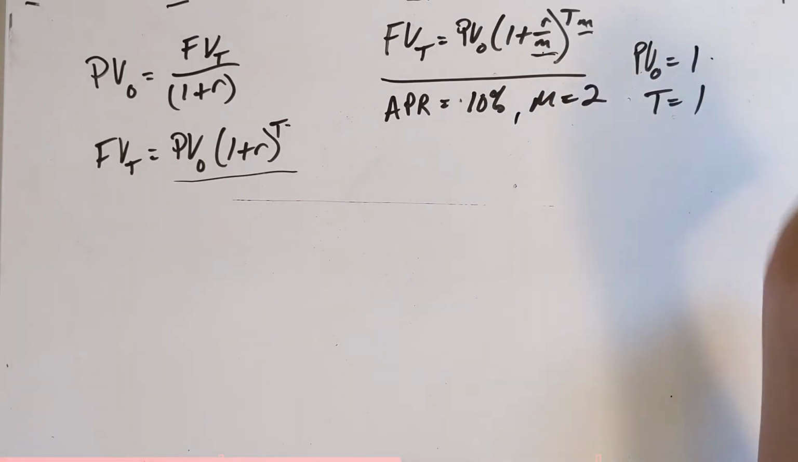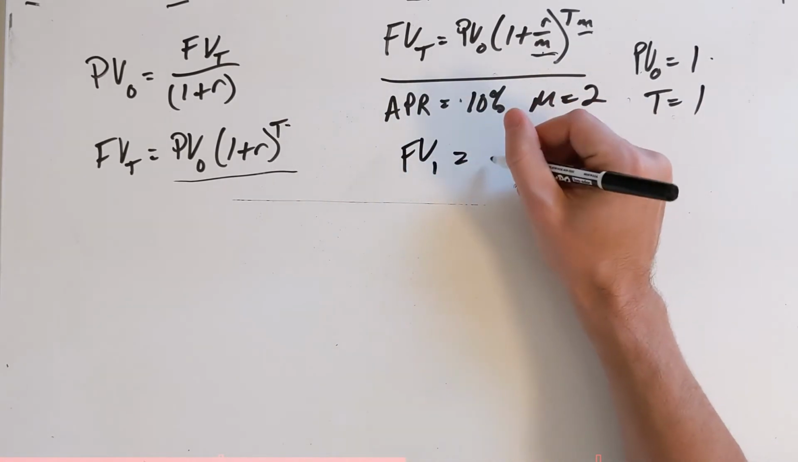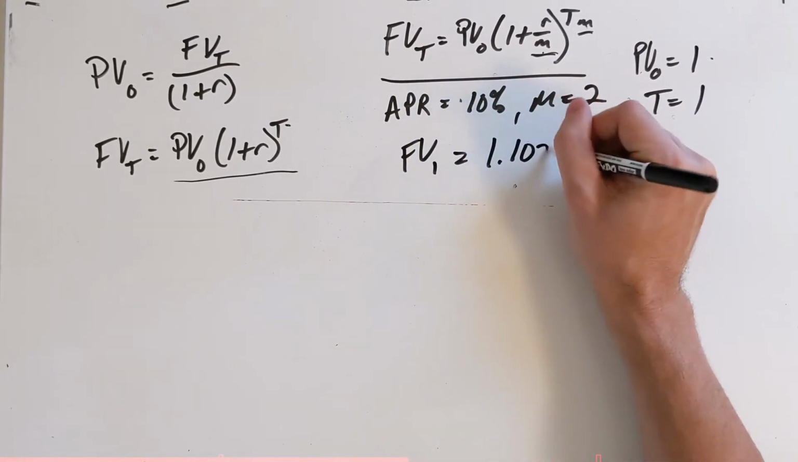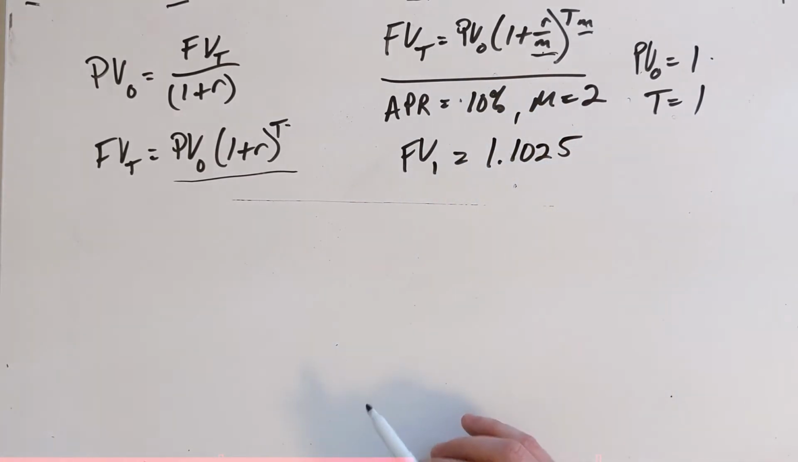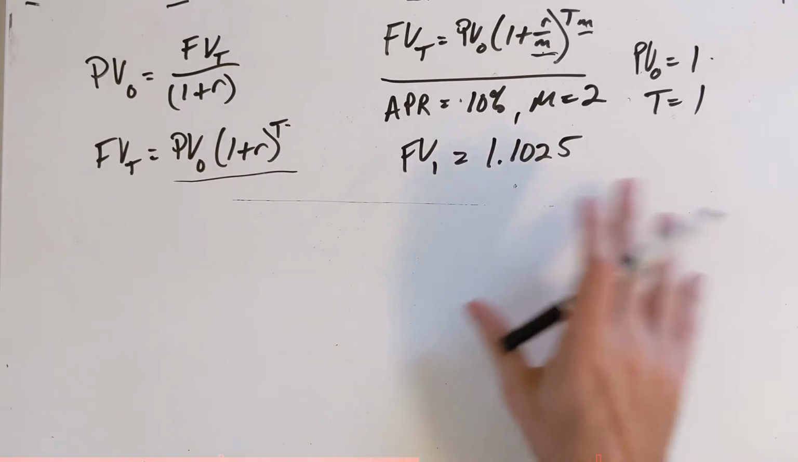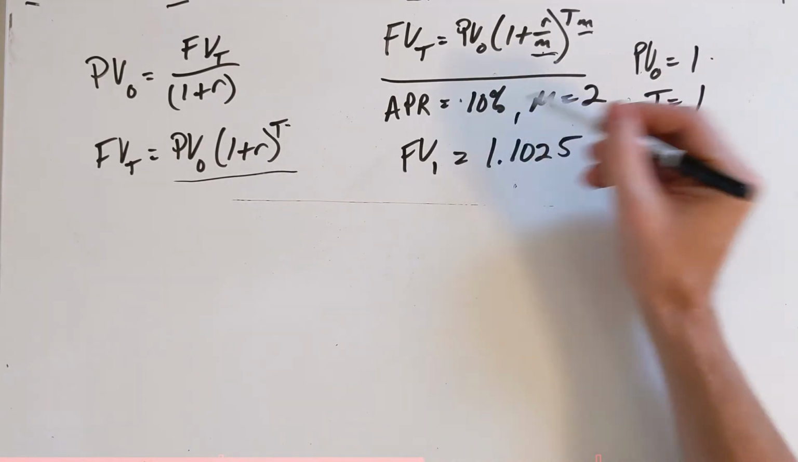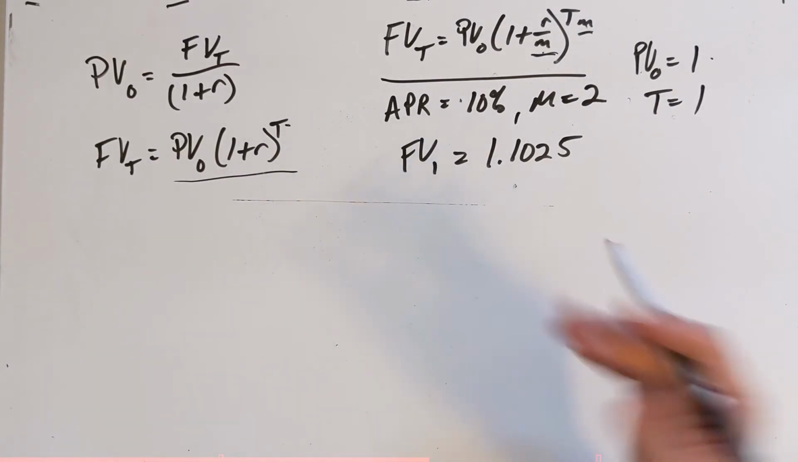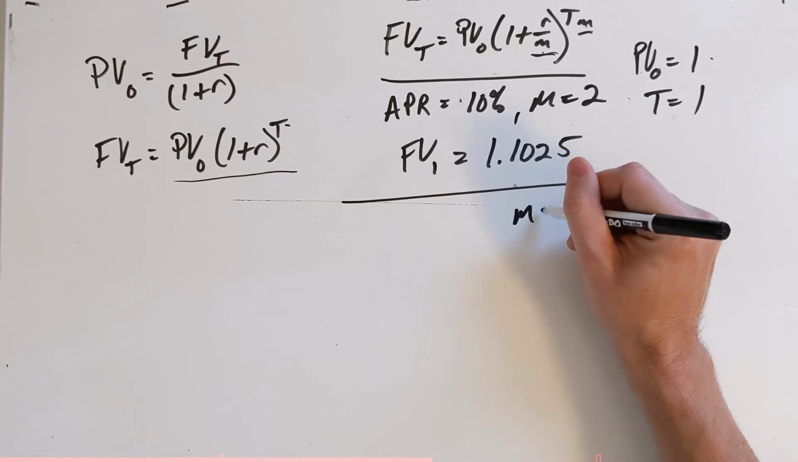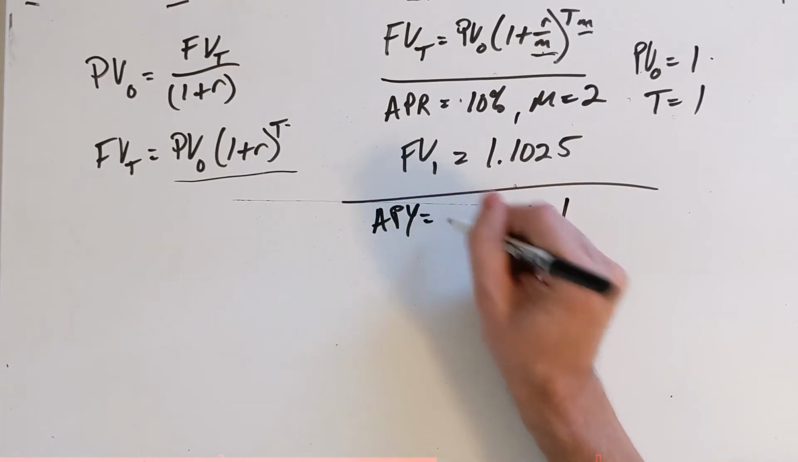So if we start off with a $1 investment, we have already shown that the future value ends up being $1, 10 cents, and 25 hundredths of a penny. So 1.1025. Now one question a person might ask is, instead of taking 10% and compounding it twice a year, is there an equivalent interest rate where I only compound it once a year? And this is that APY.